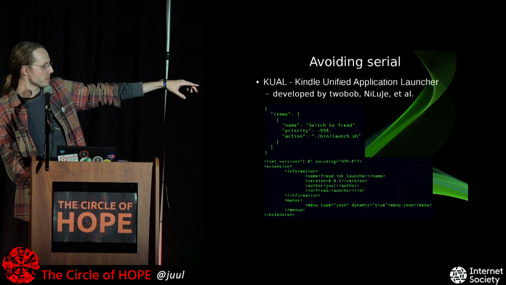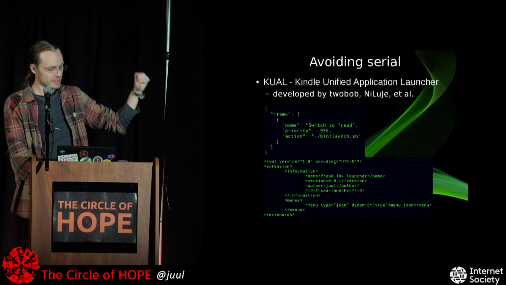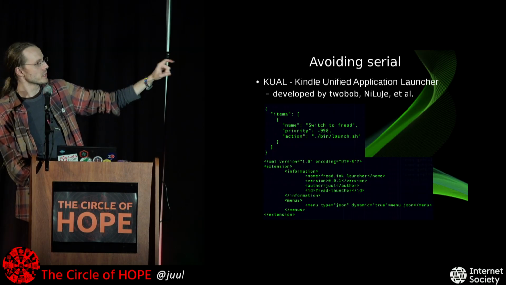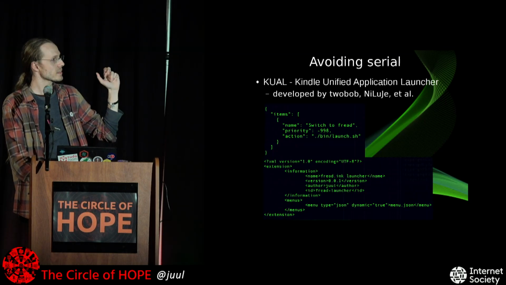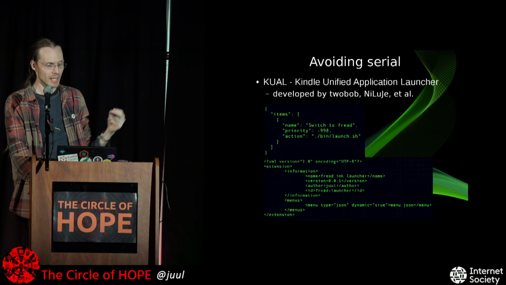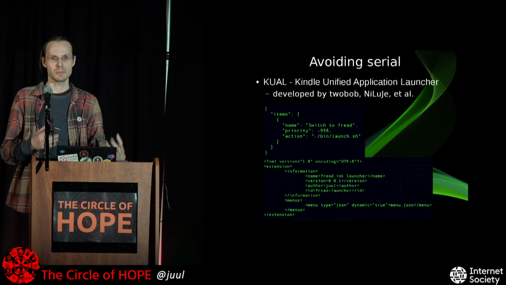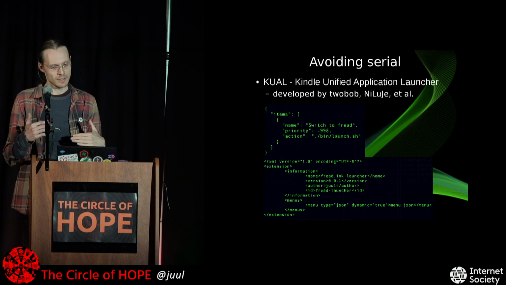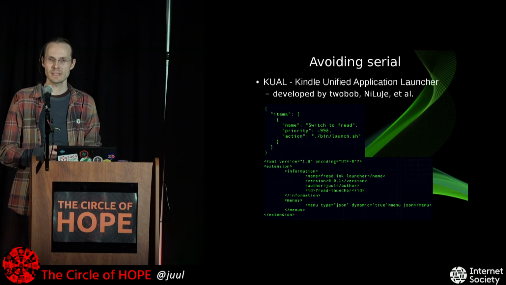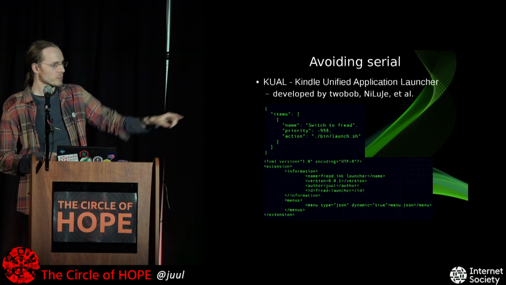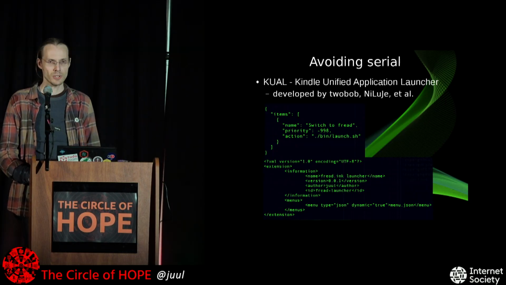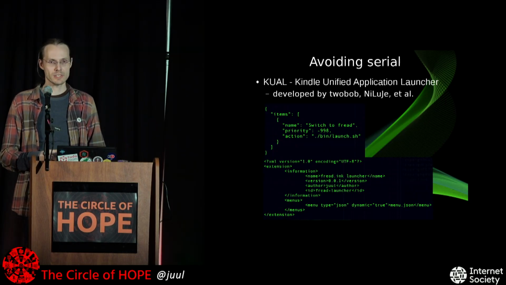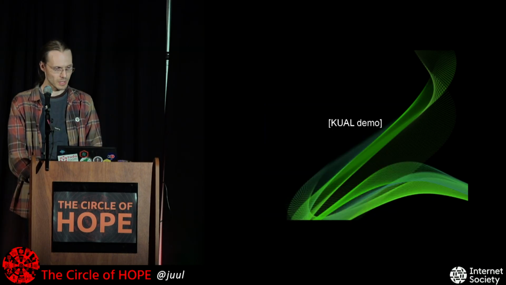right here is some XML and some JSON, and the reason I'm showing this is that some very nice people, including Tubob, Niluge, and some other people who've been hacking on Kindle for a really long time, make this thing called the Kindle Unified Application Launcher. You can sideload it onto a Kindle running the official firmware, and it creates a fake book that you can access in your library. When you click it, it's a menu system that allows you to launch scripts. What's right here is an extension for the application launcher that allows you to launch a script that starts a FREAD kernel using KExec.